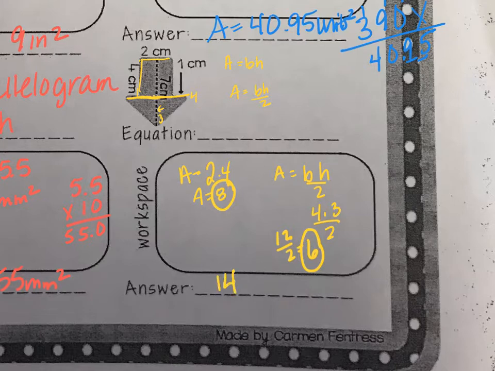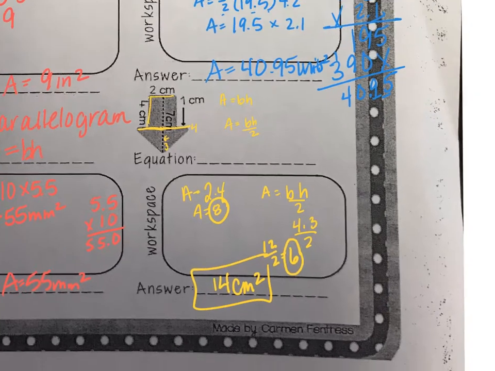14. 14 centimeters squared, and that's what a composite figure is. It's 2 shapes pushed together. Okay, so are we clear on that? Not too bad, right? Okay.